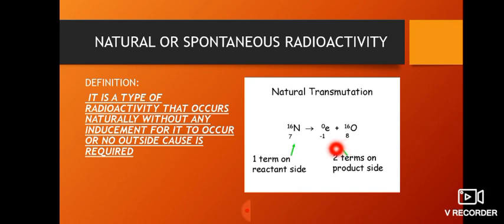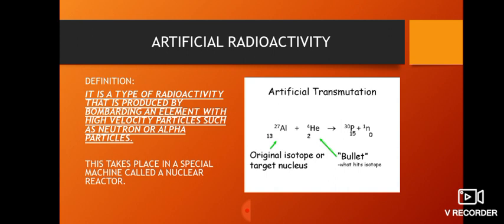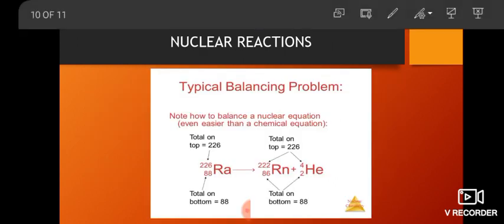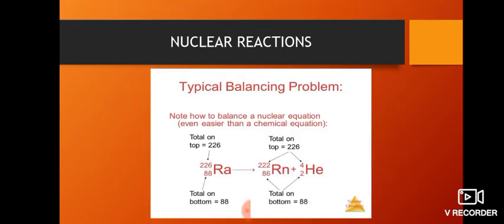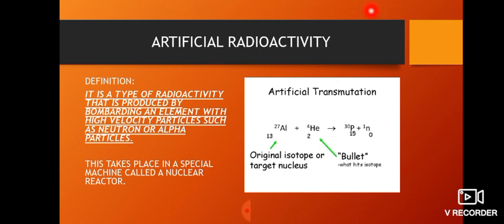They are the same. The radioactive particle that is emitted here is a beta particle. This is also another way you can represent a beta particle. Let's look at the second type of radioactivity, known as artificial radioactivity.